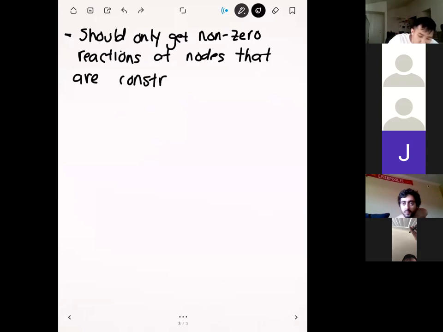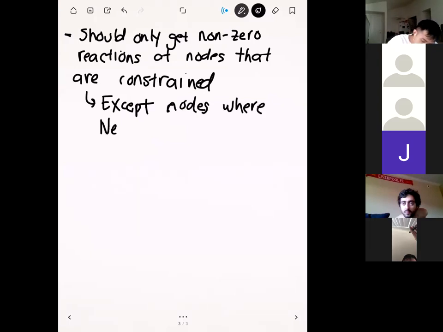And so in our particular case, it's basically only the places where the displacement is forced to be zero. But there's one exception to this, and the exception is that you'll also get a non-zero reaction force on the nodes where a Neumann condition is applied. And in that particular case, the reaction force that you compute should be equal in magnitude and sign to whatever load you were applying to begin with.